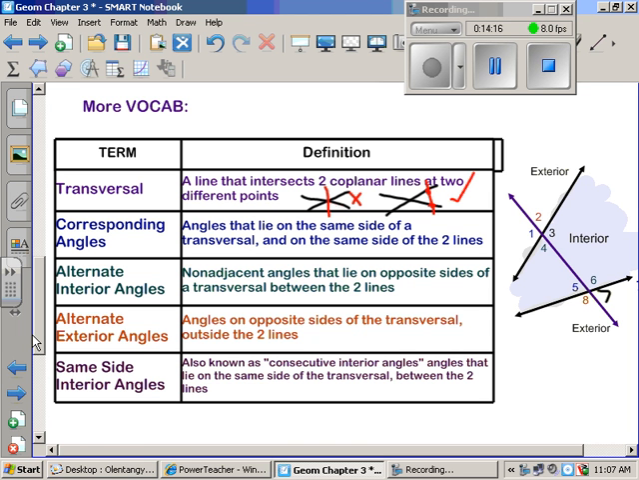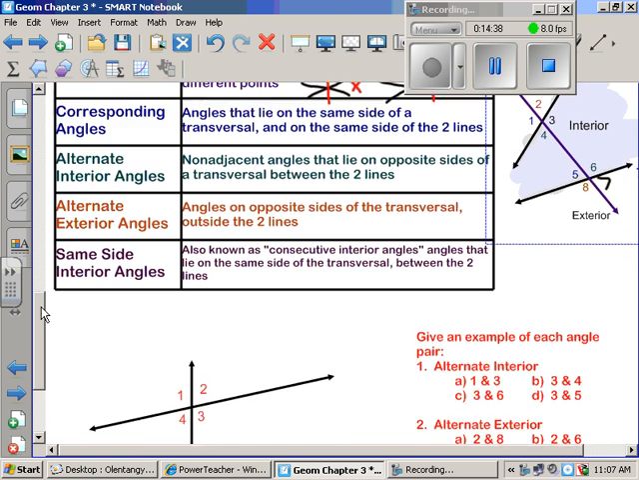Okay? And same side interior is interior, so it's going to happen inside this purple area on the same side of the transversal. So somebody give me same side interior. 4 and 5. Yeah, 4 and 5. Same side interior. Okay? All right, let's practice that. Get your cards out.